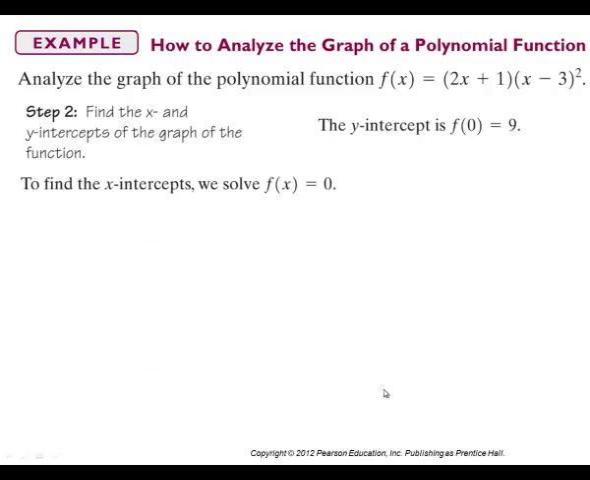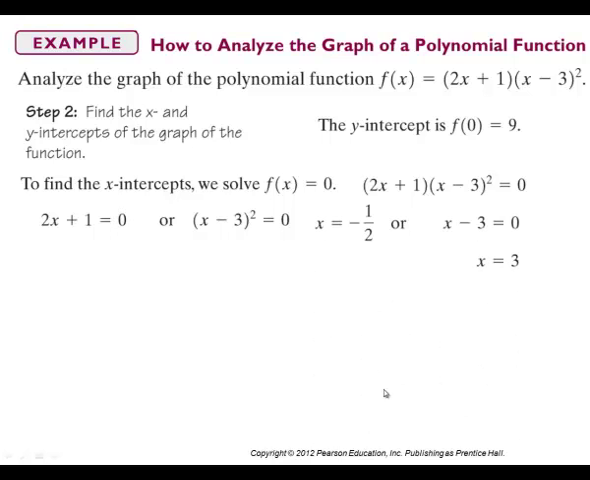Okay, to find the x-intercepts, you set y equal to 0. Well, it's already factored, so that's a good thing. And so you just set each factor equal to 0. You don't have to worry about the multiplicity here, because this is x minus 3 times x minus 3, so you just solve x minus 3 one time. And you get x is negative 1/2, so negative 1/2, 0. That's one x-intercept. The other one is 3, 0.